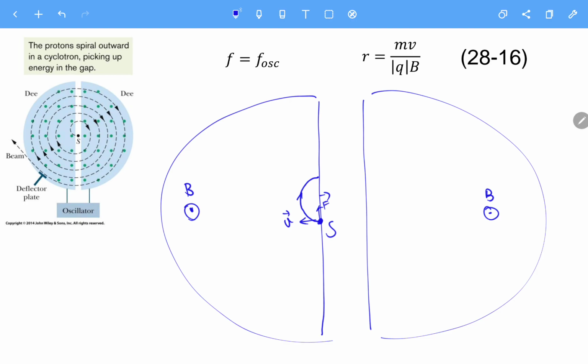So you can see for this equation we have introduced last time, the radius will be mv over qB. Suppose we don't change the B field. And actually the q doesn't change because it is a proton, and the mass can be changed also. So in this case, it means that the radius is proportional to the velocity.